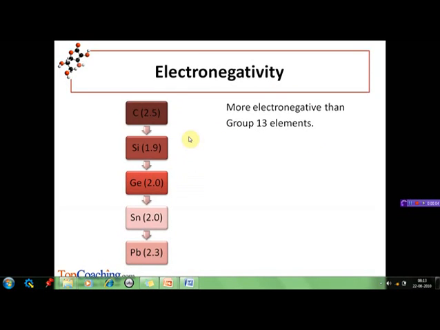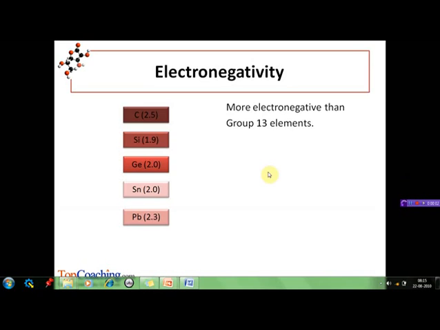On moving down the group, the electronegativity does not follow a general trend, but these elements are more electronegative as compared to the group 13 elements. As we can see, the electronegativity values of these elements do not follow a general trend, but they are definitely more electronegative as compared to the group 13 elements.